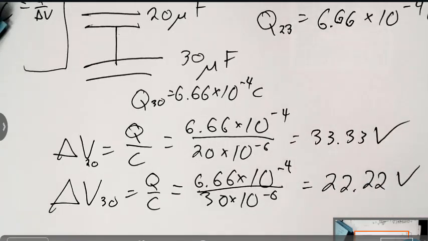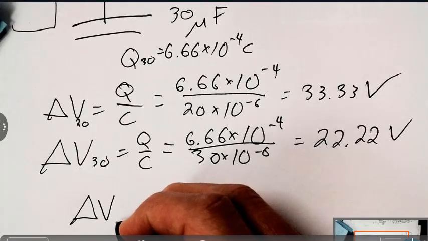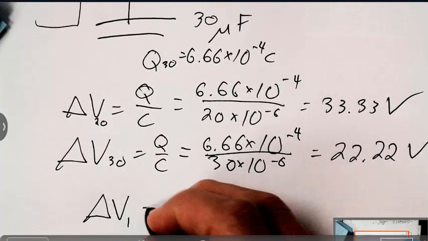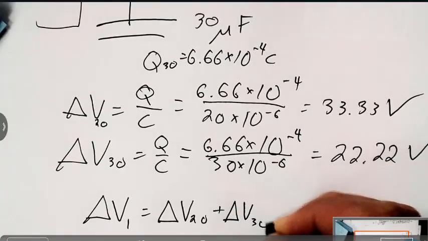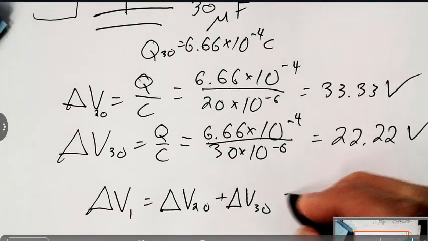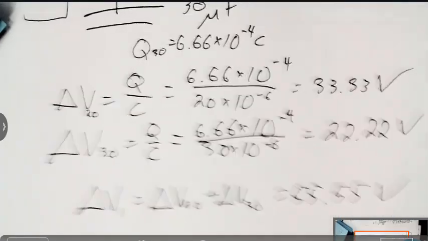And one way to check my work is that I know that the potential difference across the first capacitor should be equal to the potential difference across the 20 plus the potential difference across the 30, because those are kind of like in series. And that works out. They both are equal to 55.5 volts. Whew, I did my math right.